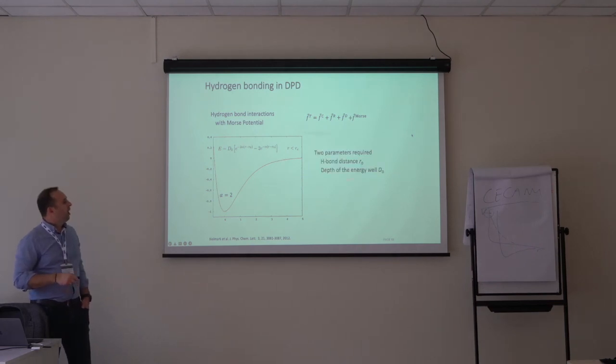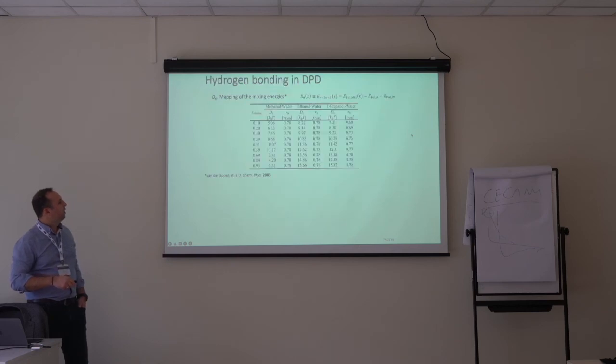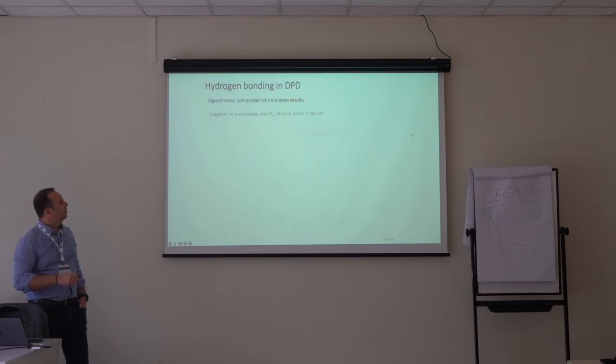Two parameters are required. We compute the R0 and D0 from molecular simulations, and we tested the case for methanol-water, ethanol-water, and 1-propanol-water. I can skip that. So we end up with the Morse potential parameters here. And then, okay, I will skip these ones.